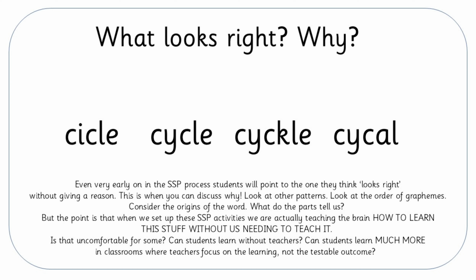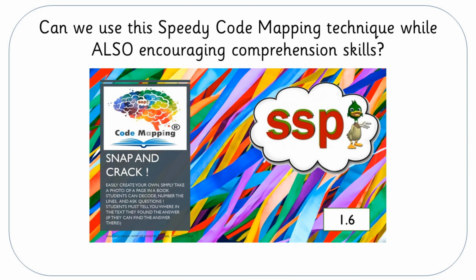So they will look at, say, for example, 4 words. They'll say which looks right. Even if you haven't covered this in their explicit phonics teaching, they recognize what looks right and why, because they start to recognize patterns. A lot of this is down to the previous activity, down to Speedy solo, paired and group code mapping. You'll see this in Snap and Crack, in the ones that I've created for you.